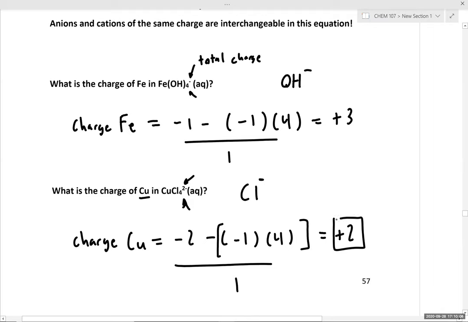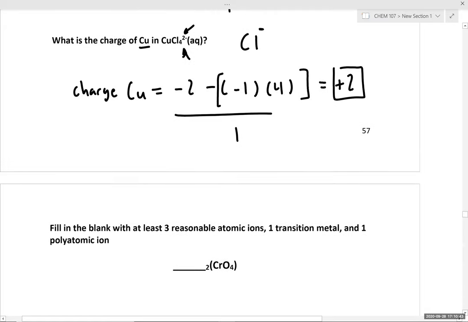Key thing to keep in mind, make sure that you pay special attention to the sign in this calculation for both of the charges for the molecule and the charge of our ion. Does that make sense? Is everyone comfortable with this example? Perfect.